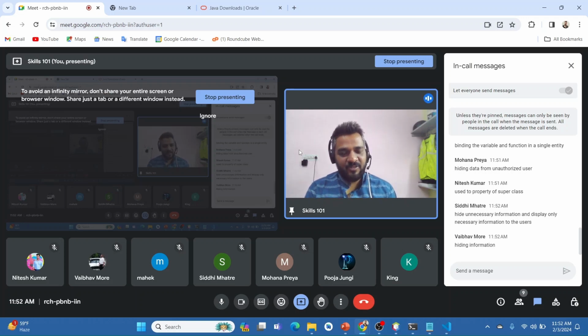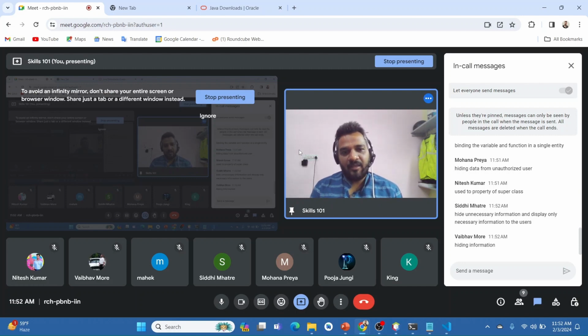Abstraction and encapsulation, they both are two sides of the same coin, right? So hiding unnecessary information is called encapsulation, and showing only important information is known as abstraction, right? So how do we define it? We define it through an example of a car.